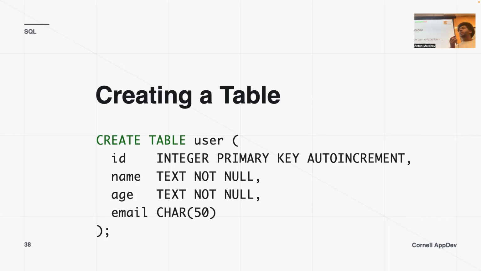So name can be a text field. You can say it can't be empty. Same for the age, you can say a text field, you can say number. For email, you can specifically say, I want it to be 50 characters long, and so on.